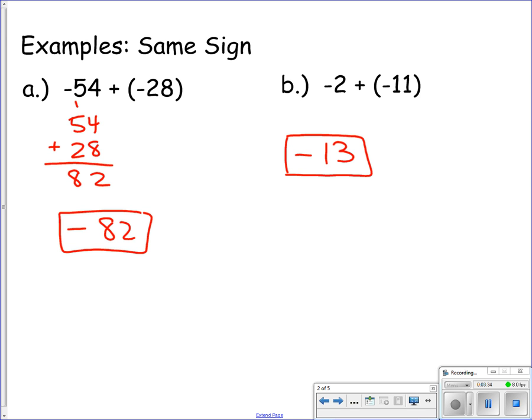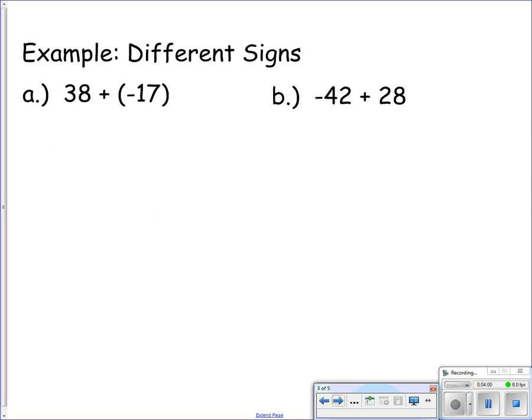Okay, same sign, add them together, ignoring the sign, and then look to see, are they both positive? Stays positive. If they're both negative, you put the negative sign in front. Okay, I always kind of think of money, right? If I owe somebody $2 and I borrow another $11 from them, now I owe them $13. I'm $13 in the hole. I got negative $13. Okay, if you need to pause that to write down these two examples, go ahead. I'm going to go to my next screen.